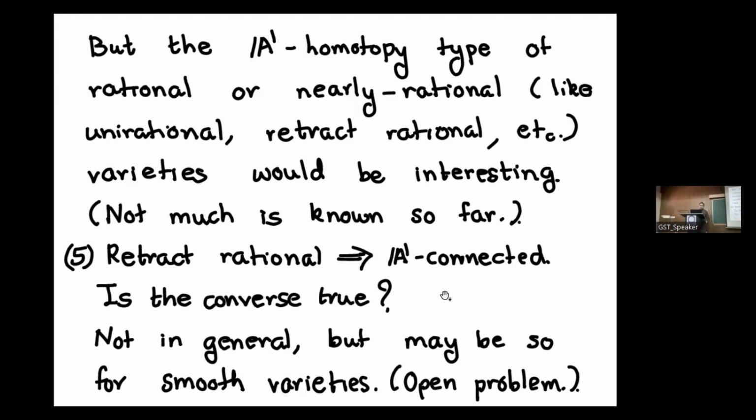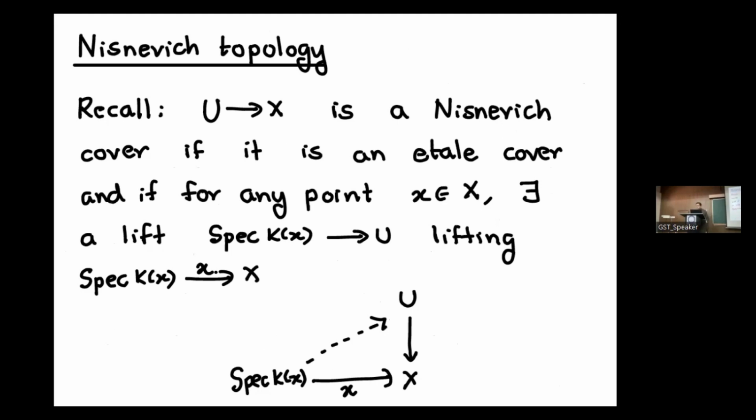So little is known that, as far as I know, one doesn't even know whether smooth A1 connected varieties are unirational. That's much weaker than being retract rational. So this is an open problem, and just understanding what kind of near rationality property A1 connectedness is, that is a very nice problem actually. Okay, so that's it for those problems.